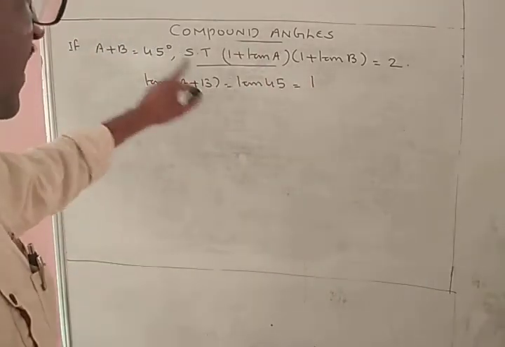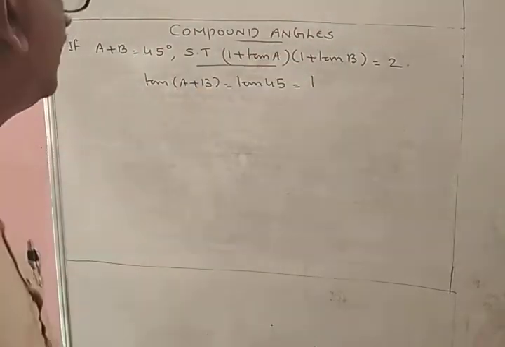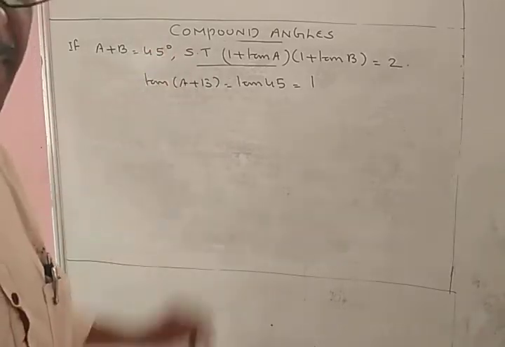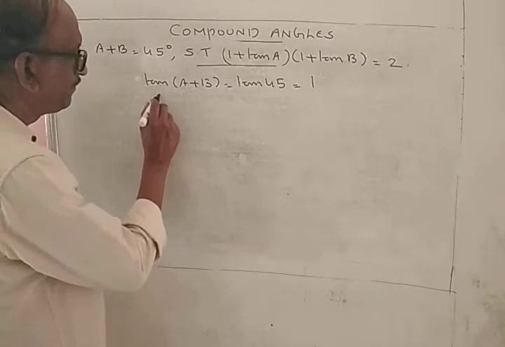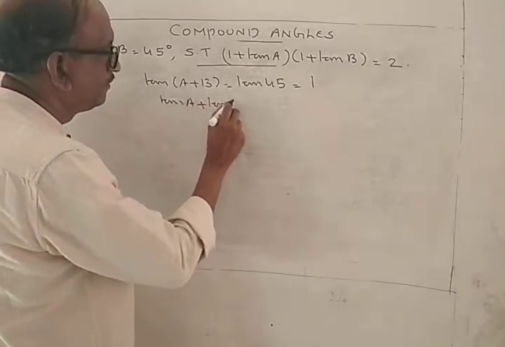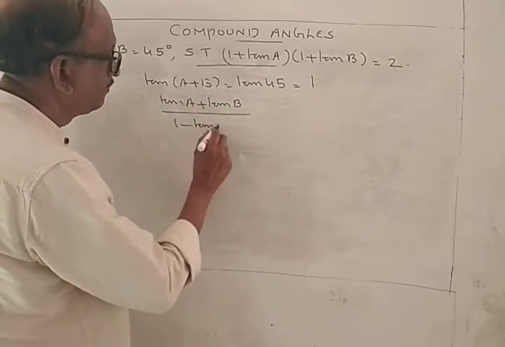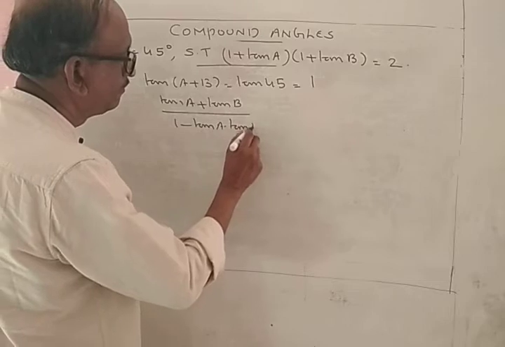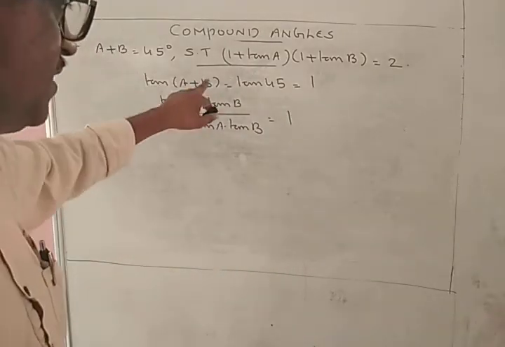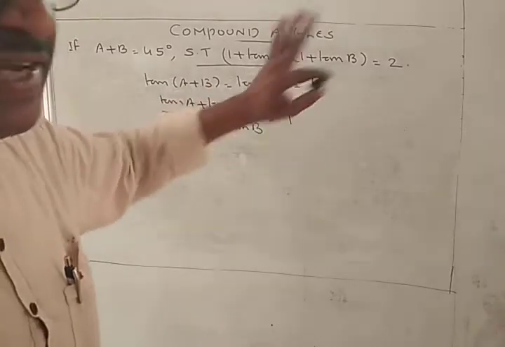Tan(A+B), where A+B is 45. Therefore tan 45, and tan 45 is equal to 1. Then substitute the formula for tan(A+B). Tan(A+B) is tan A plus tan B by 1 minus tan A tan B, which is equal to the right hand side, 1.